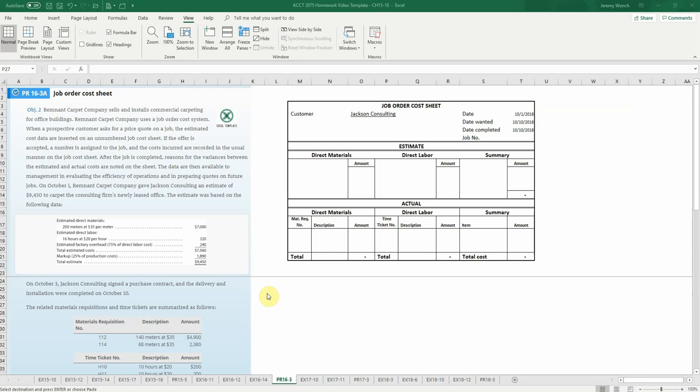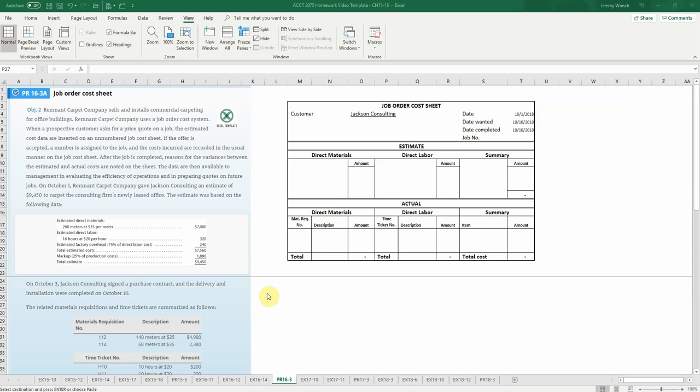In this one, we have a carpet company that sells and installs commercial carpeting for office buildings. So they use the job cost system. On the job cost sheet, they have two different types of information. They put on the estimates, and they also put on the actual cost. That's a really good management tool, so as you're quoting out jobs, you can see how close you were, did we do better than we thought, did we do worse than we thought, and then you can evaluate why.